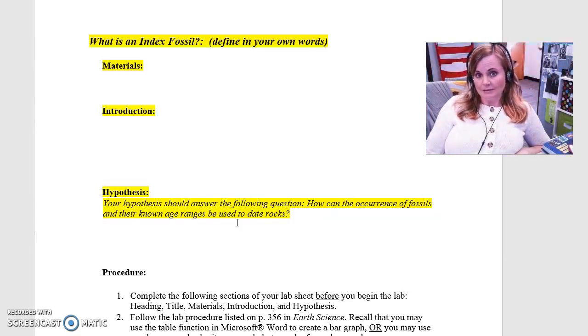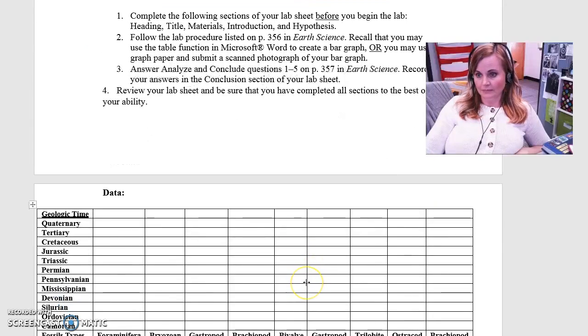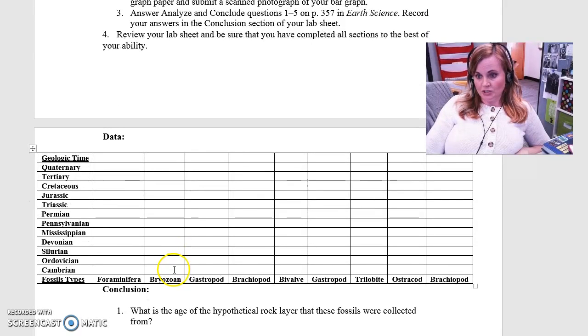But before you start, how do you think we might use these fossils to help figure out how old something is? Then there's some directions which I will allow you to read through, but pretty much I'm just going to explain them anyway. You are going to fill out this graph. This is just my version of how to do this graph. It's, I think, pretty easy.